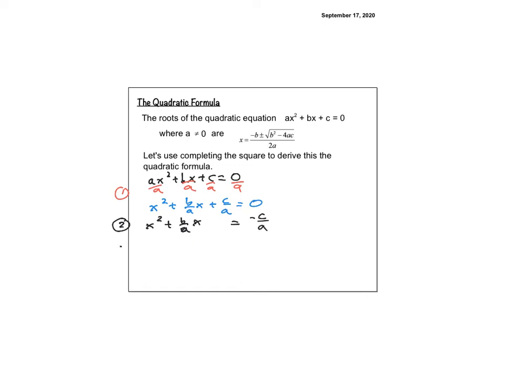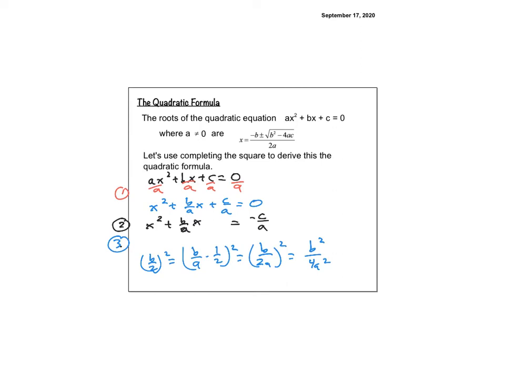Alright, third step. Now we're supposed to find our b divided by 2 squared. So what's our b? Our b value there is b over a. And so dividing by 2, I'm going to multiply by 1/2 and square it. So I get b over 2a. And if I square that, I get b squared over 4a squared. I have to square the numerator and the denominator there.